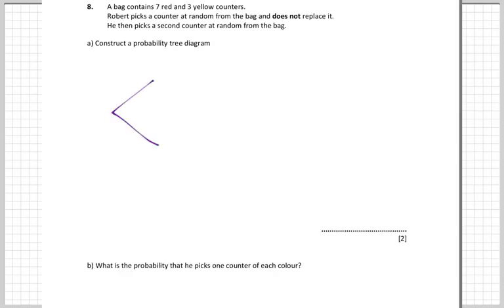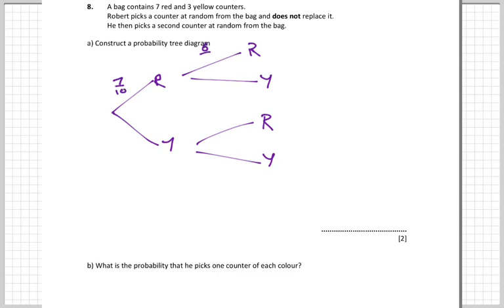Probability tree diagram. You have your first event, which is picking from the bag. You can either pick red or yellow. And then the second event, you can either pick red or yellow. Then you write the probabilities on the tree diagram. There are 7 out of 10 red counters. If you pick one of those red counters, then there are only 9 counters left. 6 of them are red. 3 counters left are yellow out of a possible 9. Similarly, 3 out of 10 are yellow, and then 7 out of 9 are left if you've picked a yellow, and 2 out of 9 there.